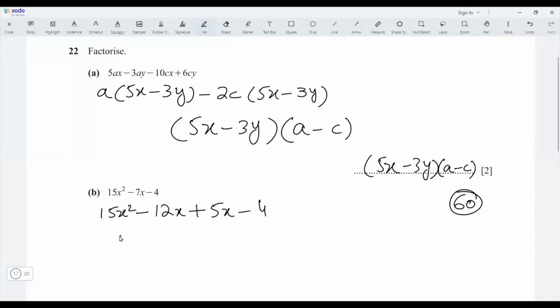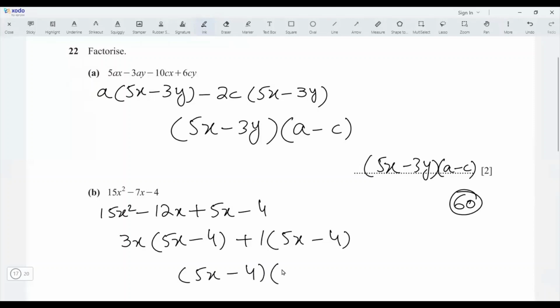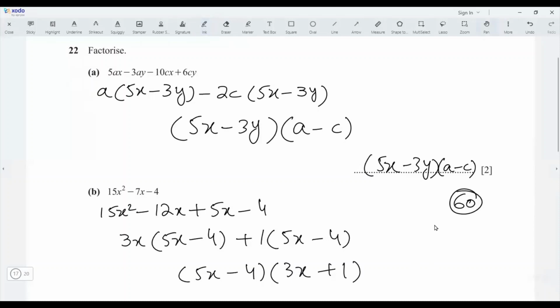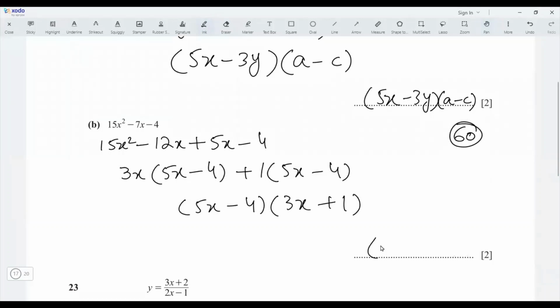So what's common in these two? 3x is to be taken as common, so 3x times (5x minus 4), and minus 4 times 3x, then nothing is common, 1 can be taken as common, and 5x minus 4 is to be written one time. So 5x minus 4 is to be taken as common on one side of the bracket, and in the other bracket 3x plus 1 will be written. So this is the final answer of this factorization: 5x minus 4 times 3x plus 1.